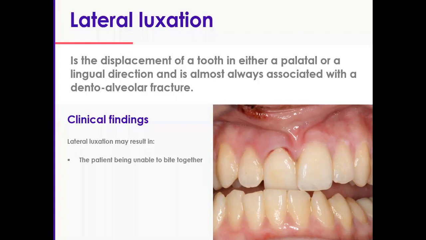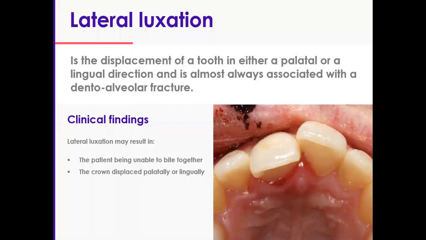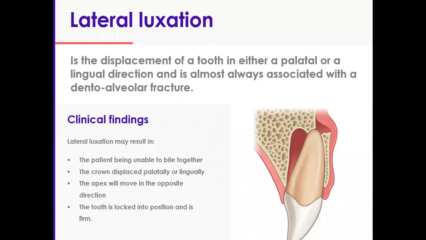Clinically, the patient may be unable to bite if the tooth is pushed palatally. The crown is displaced and the root is displaced in the opposite direction, as you can see in this slide. And the tooth is typically locked into position. So it's not wobbly, it's not mobile. And this is the main difference between, for example, extrusions, where you see the tooth out of the socket, causing interference with the bite, and lateral luxation. So lateral luxation, typically, the tooth is locked in position. So it is not mobile.